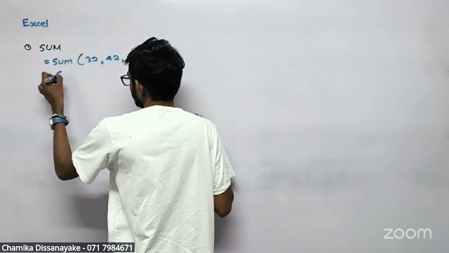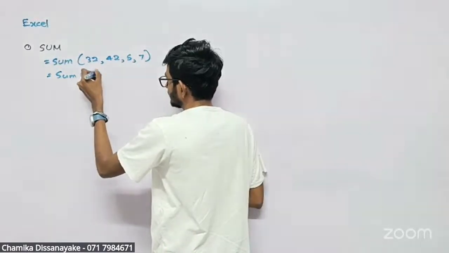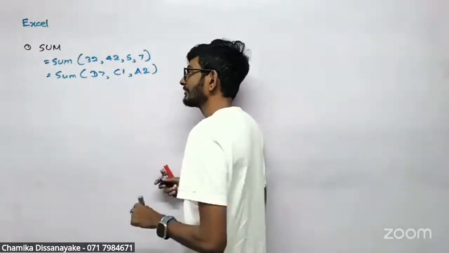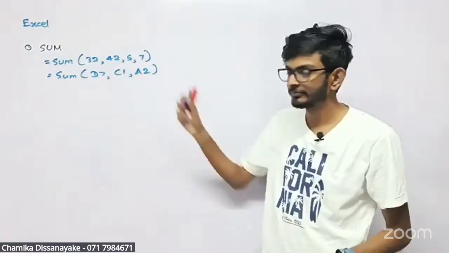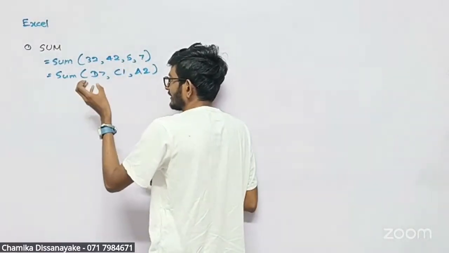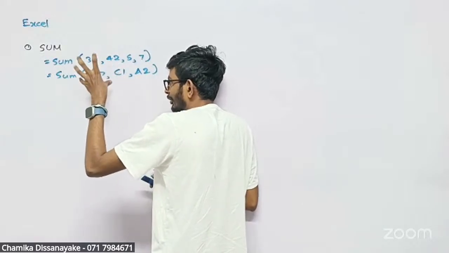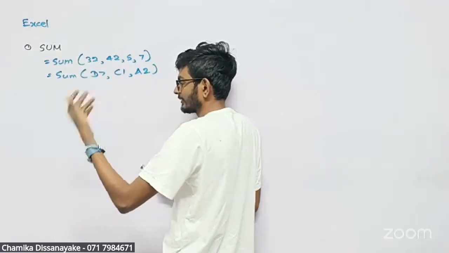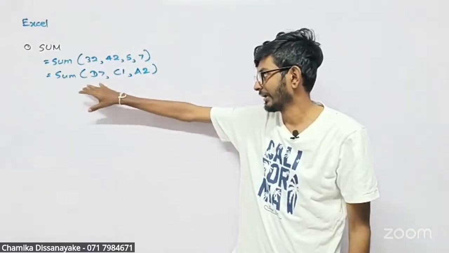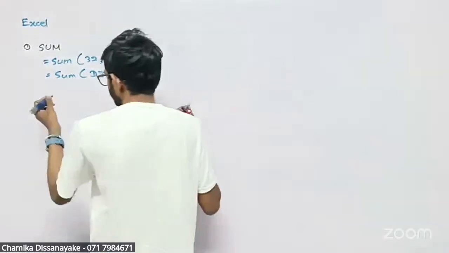And another method is SUM, and we can put cell addresses. Okay. D7, comma C1, comma A2. So we can put cell addresses using commas like this. So what will Excel do? It will get the value of these cell addresses and it will sum or add these things, and we have the answer. It will provide the answer. Okay, that is this SUM. We can just use SUM and put the cell addresses using commas. Okay. Another method, there's another method.